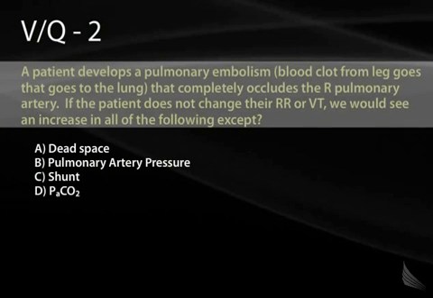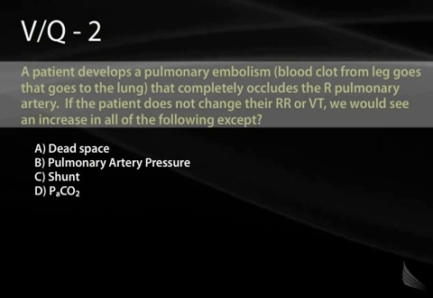A patient gets a pulmonary embolism, a blood clot from his leg that goes to the lung and occludes a pulmonary blood vessel. If the patient doesn't change their respiratory rate or their tidal volume, we would see an increase in all the following except A, dead space. We actually would see an increase in dead space because the area downstream from where that blood clot was would represent ventilated units that are not perfused, the definition of dead space.